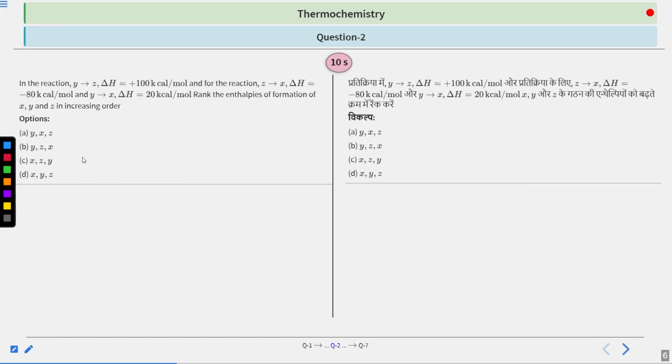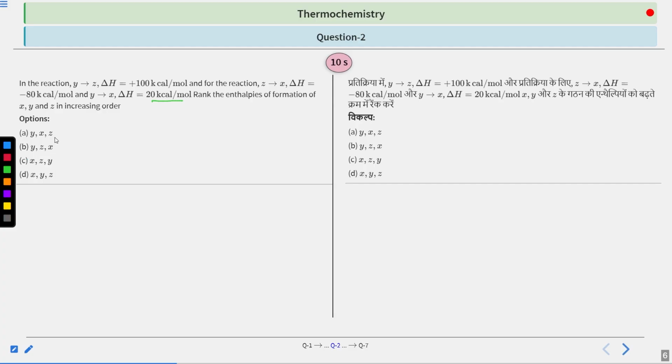Question number 2. In the reaction, Y is moving to Z, and for that your delta H is given as plus 100 kilocalorie per mole. And for the reaction Z to X, your delta H is given as minus 80 kilocalorie per mole. And for Y to X, your delta H is given as 20 kilocalorie per mole. Now what we have to do is rank the enthalpies of formation of X, Y, Z in increasing order. So your options are Y, X, Z.